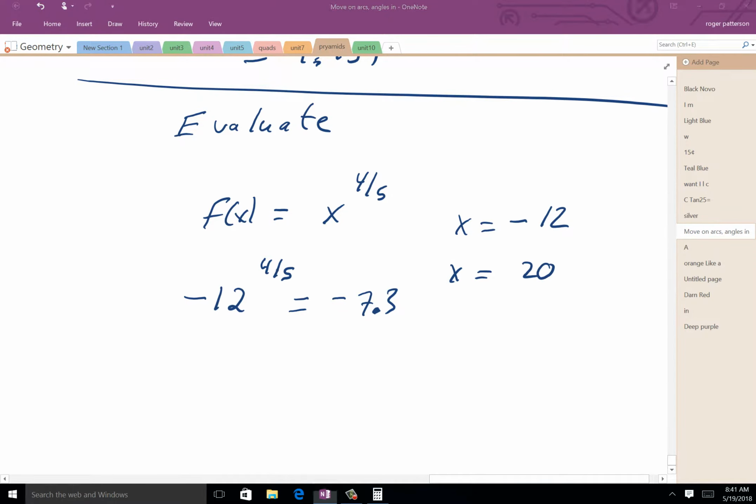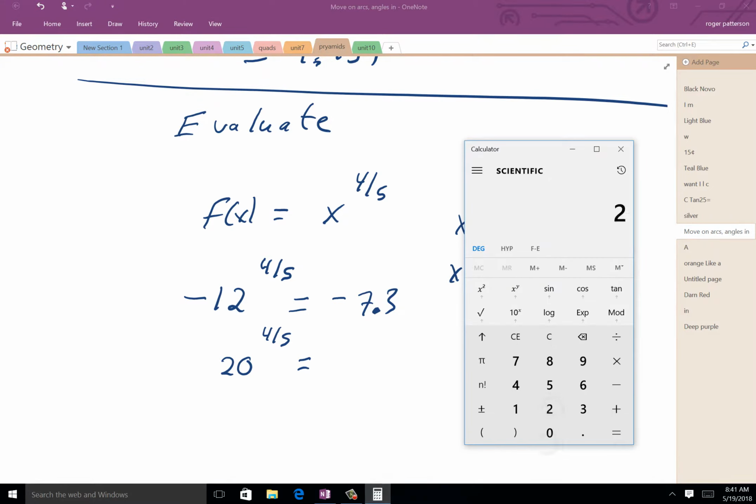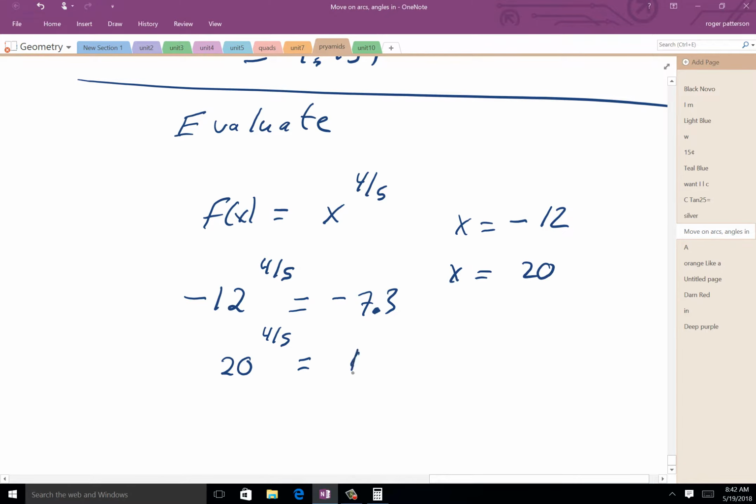Okay, so then I would do 20. I wonder why I didn't put the negative there. To the 4/5. And I'd do the same thing. You just have to make sure you put parentheses around that power. 10.99. Again, you're just using your calculator, right? There isn't a whole lot that's that difficult to this.